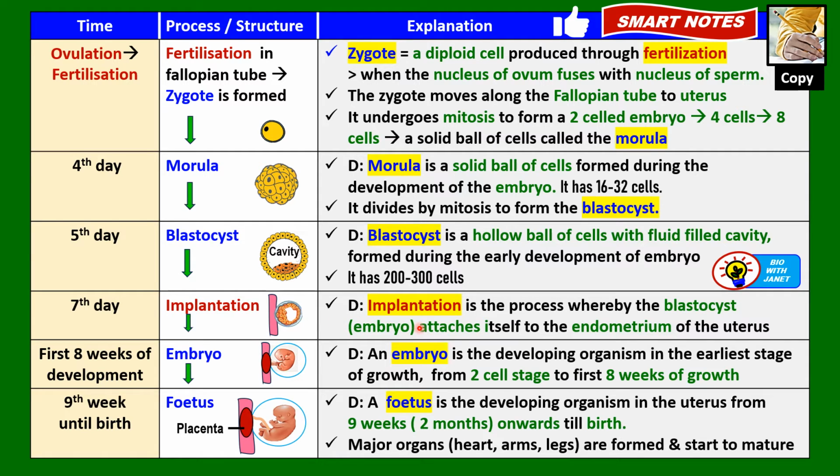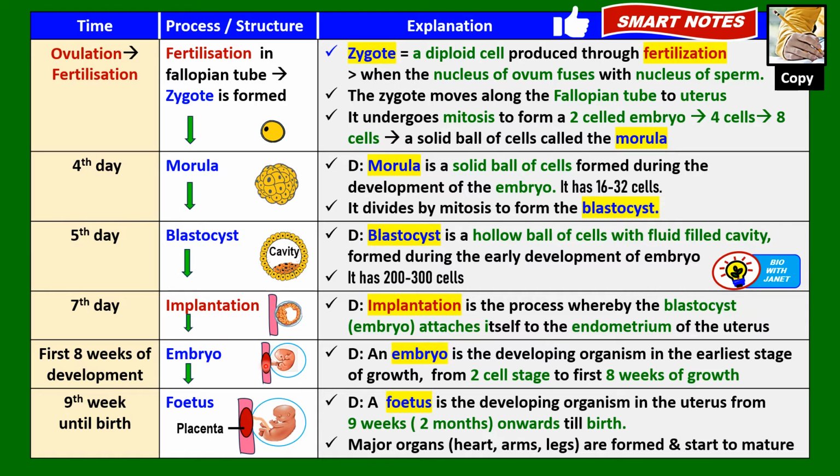What is implantation? It is the process whereby the blastocyst, which is the early stage embryo, the young embryo, attaches itself to the endometrium, or the layer of blood and tissues in the wall of the uterus. So implantation is the process whereby the blastocyst attaches itself to the wall of the uterus. That's around the 7th day. Now that's the first week.